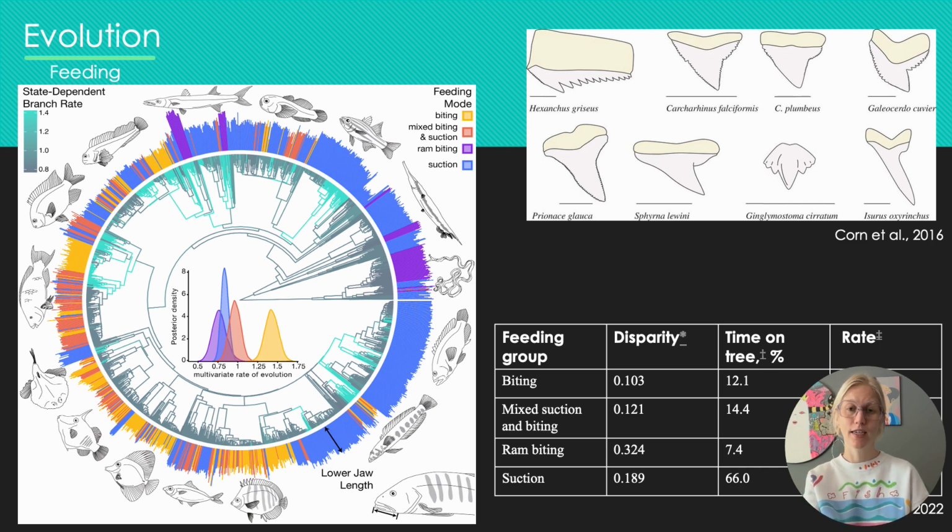And you can see in this table that biting mixed with suctioning or ram biting are really recent adaptations compared to suction.